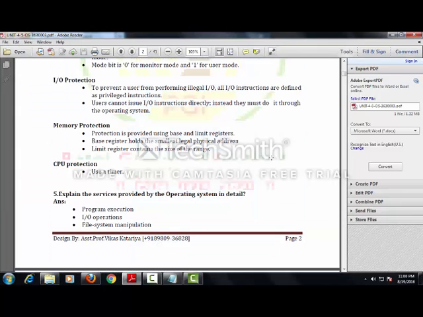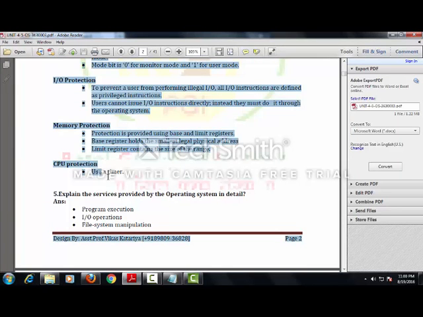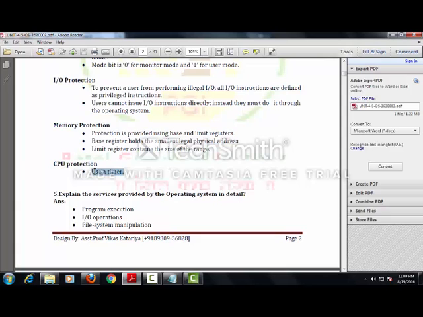And CPU protection uses a timer. There is a clock pulse generator which generates clock pulses continuously, and counts how many clocks are taken by the process to complete.